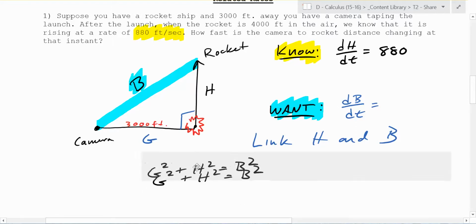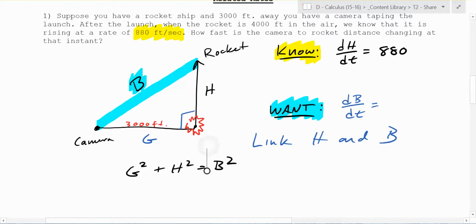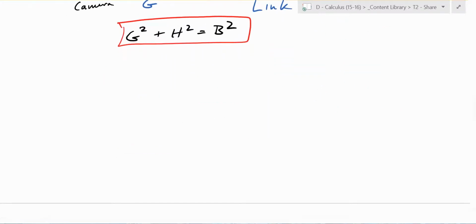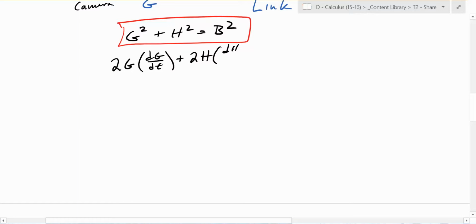It's much more straightforward than you might think. What do you drop to the front? Don't plug anything in. Just tell me what's the derivative of that in terms of t. What do you drop to the front? The 2. Yeah. So it's going to be 2g times dg/dt plus 2h dh/dt equals 2b dB/dt.